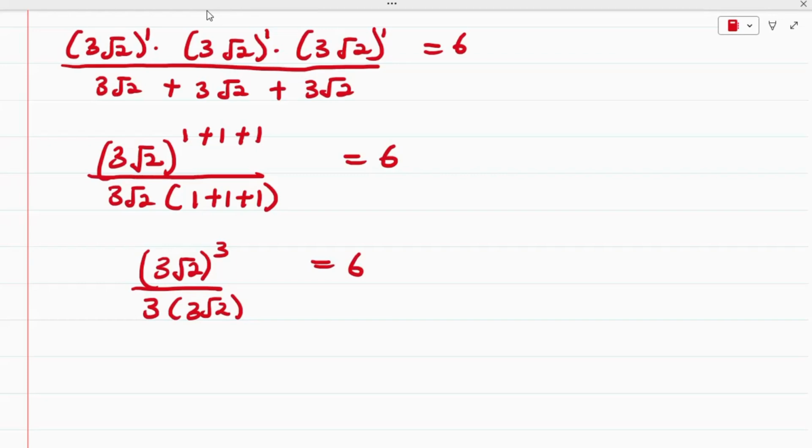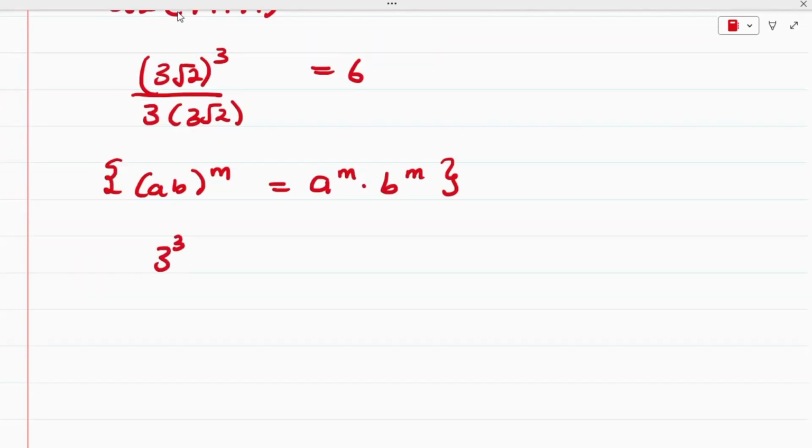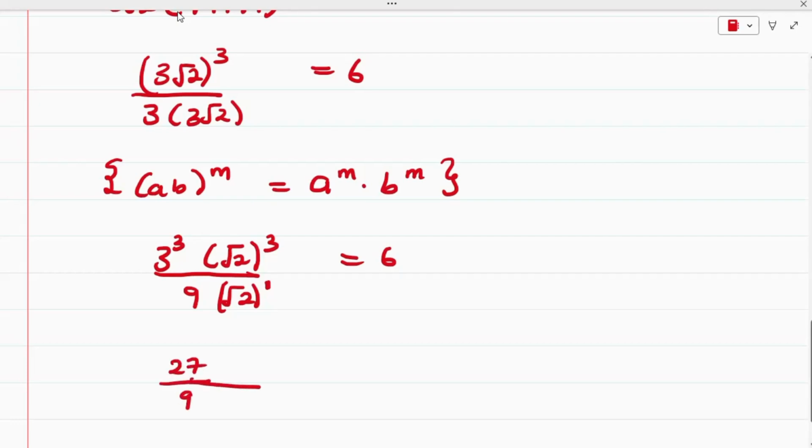From here, this can easily be separated, and this simply implies that if we have ab all raised to the power of m, this is equal to a raised to the power of m multiplied by b raised to the power of m. So this is going to become 3 raised to the power of 3 times the square root of 2 raised to the power of 3, over 3 multiplied by 3, we have 9 root 2, which is equal to 6. Now this root 2 is all raised to the power of 1. So from here we have 3 raised to the power of 3 is 27 over 9, times the square root of 2 raised to the power of 3 over the square root of 2 raised to the power of 1, is equal to 6.